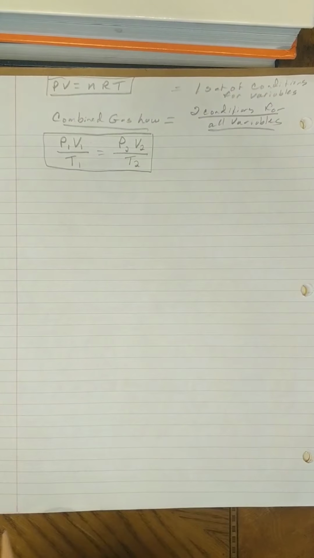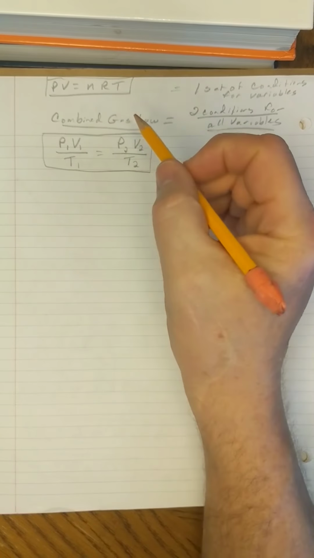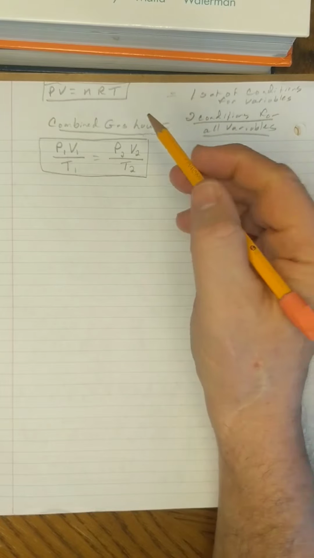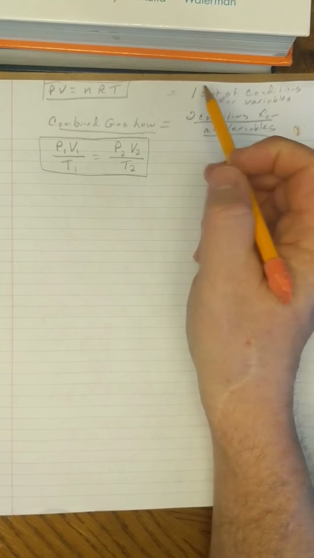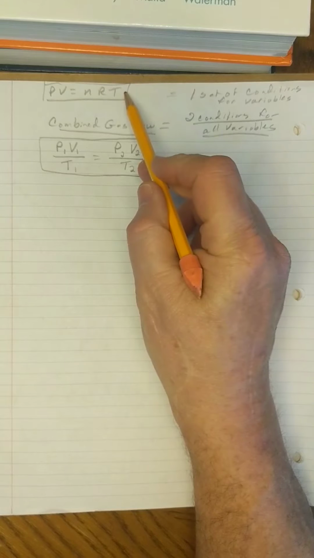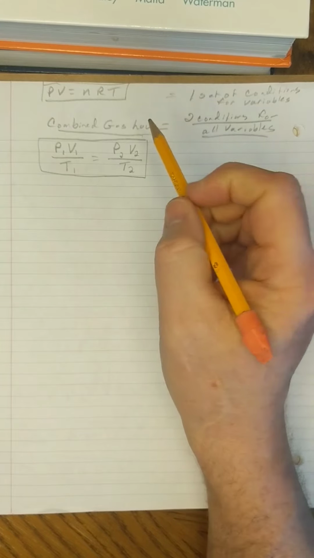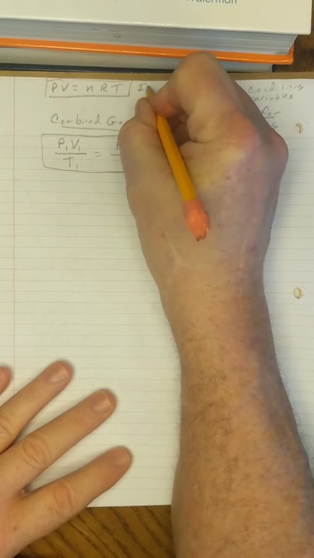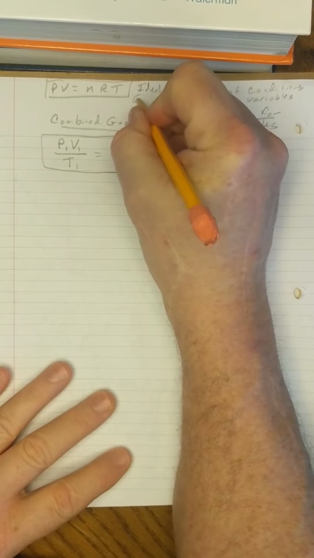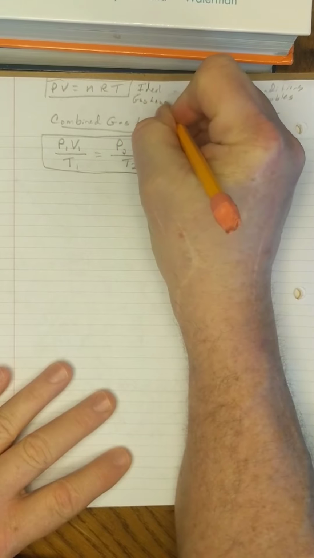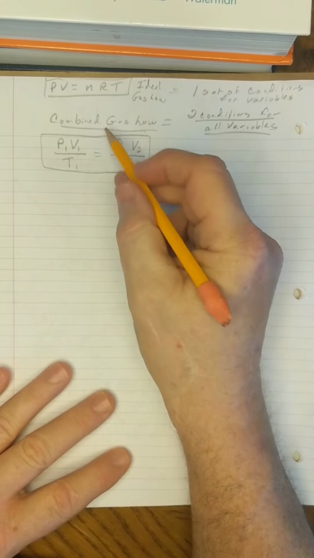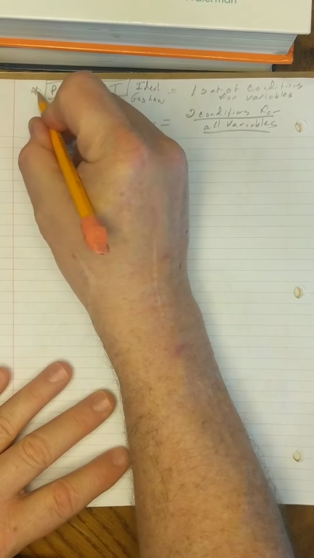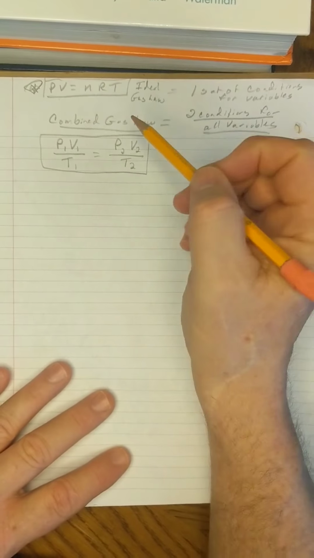Okay, I'm going to be showing you how to use the combined gas law when doing problems. I've already derived all the solutions from the ideal gas law, and this is the ideal gas law up here. I showed you how to derive the combined gas law from the ideal gas law, so if I remember, PV equals nRT, that's something you just want to memorize.